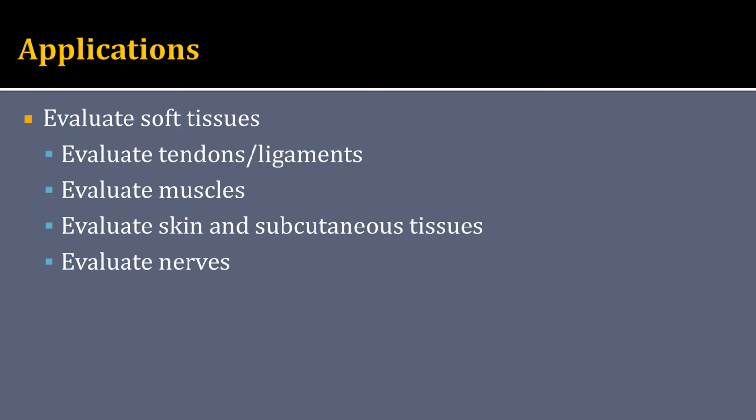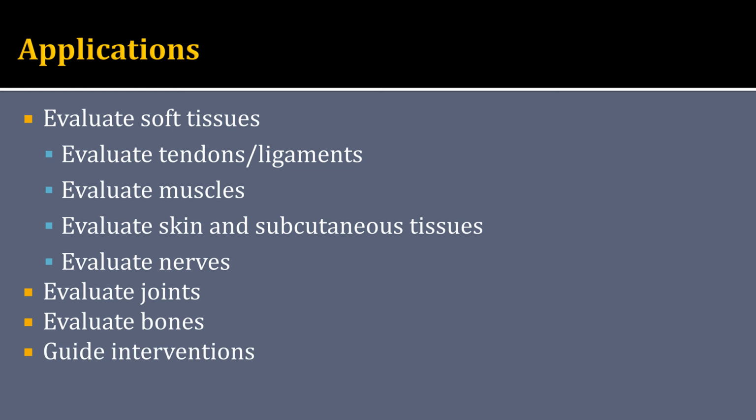So we can evaluate the soft tissues such as tendons and ligaments, the muscles, we can evaluate skin and subcutaneous tissues, and we can even evaluate nerves with ultrasound. We are able to evaluate some structures of joints as well as bones, and we can guide interventions as stated earlier.